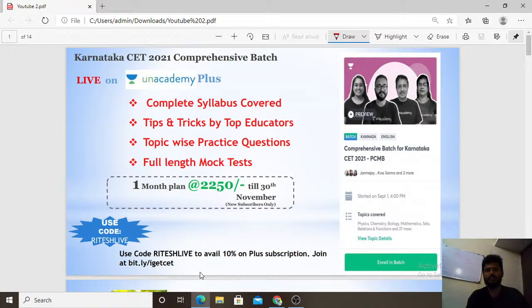So we will try to solve around three numericals in a quick session.